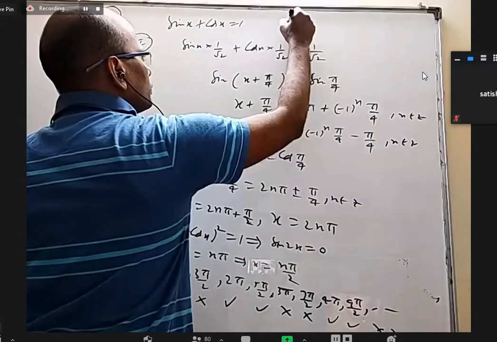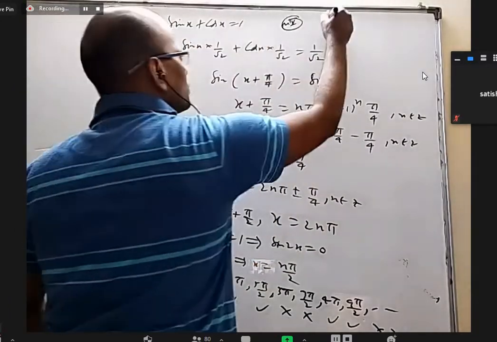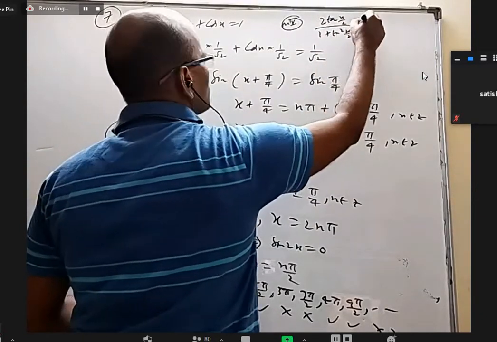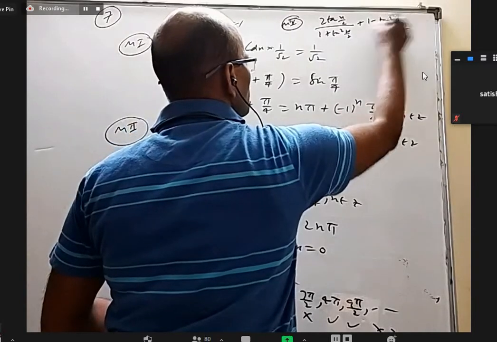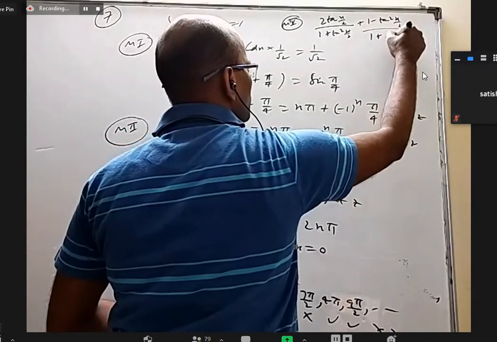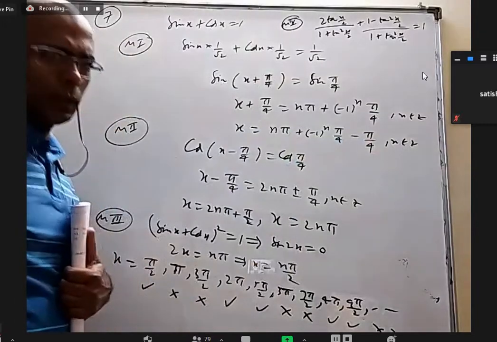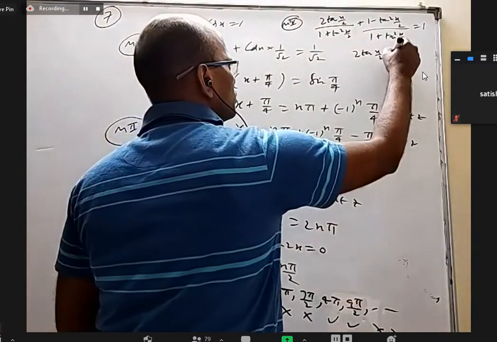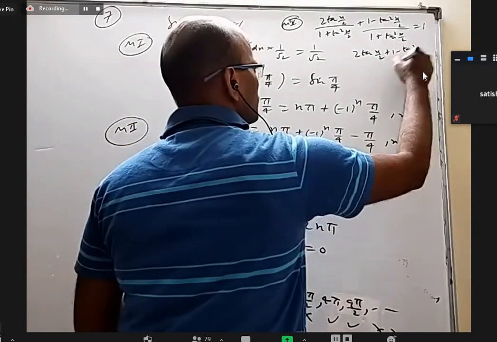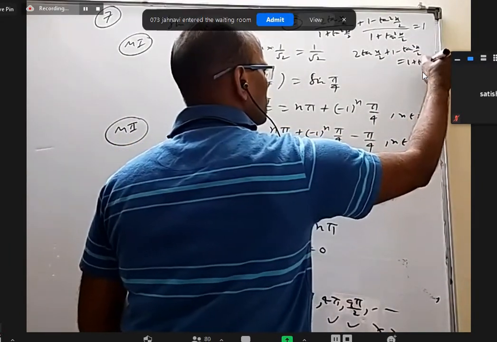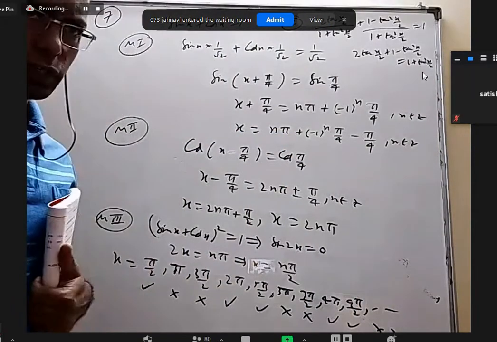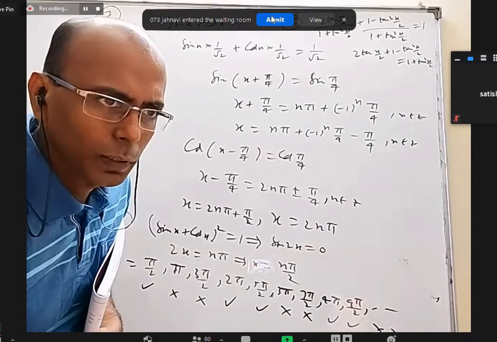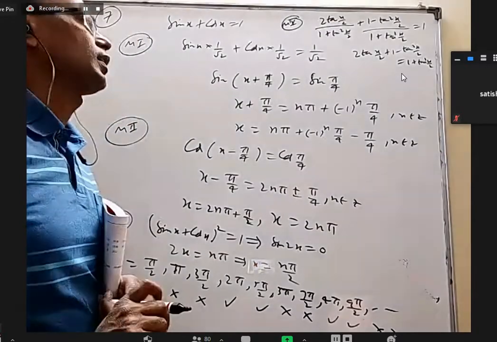Method 4. I can write sin x as 2 tan x by 2 by 1 plus tan square x by 2. Cos x is 1 minus tan square x by 2 by 1 plus tan square x by 2, equal to 1. You can send the denominator to that side, you will get 2 tan x by 2 plus 1 minus tan square x by 2 is equal to 1 plus tan square x by 2. So I was writing very small. Okay. I'm not intending to write a detailed solution, just to give a hint on that planning.